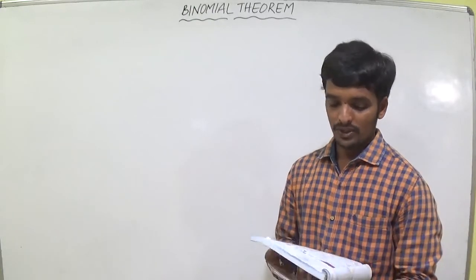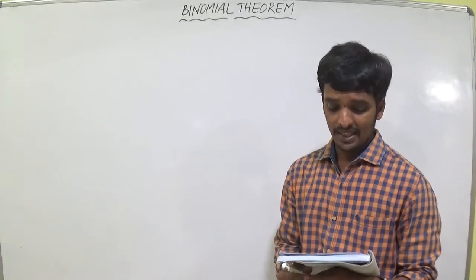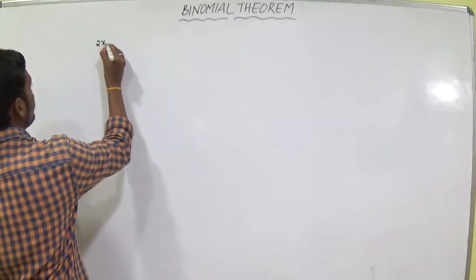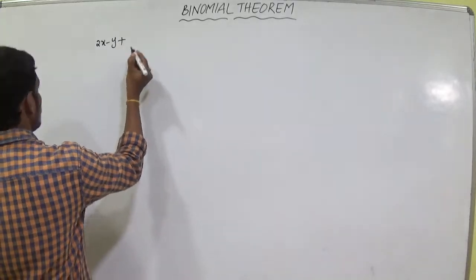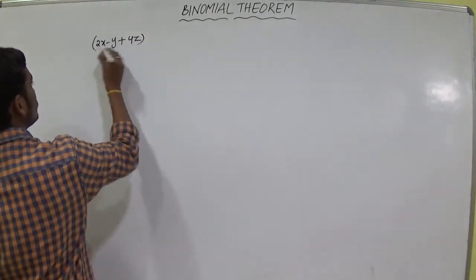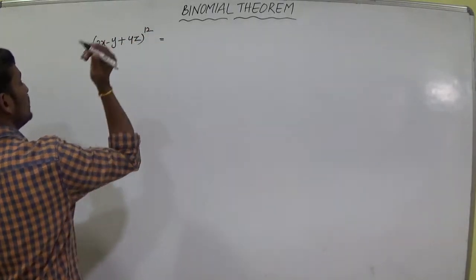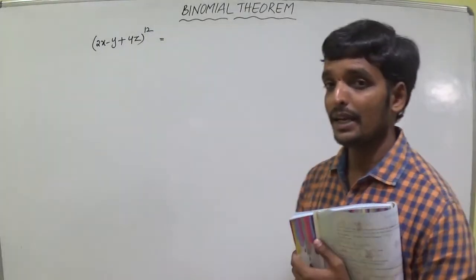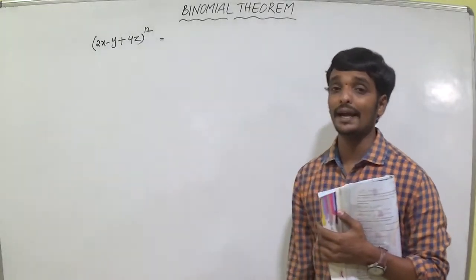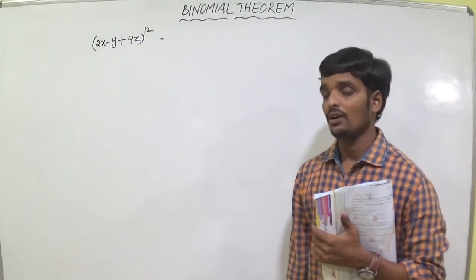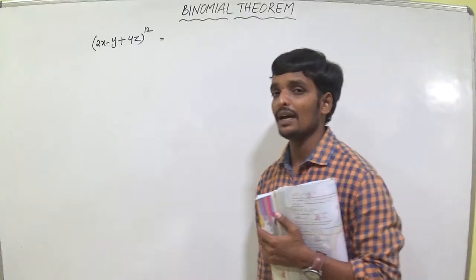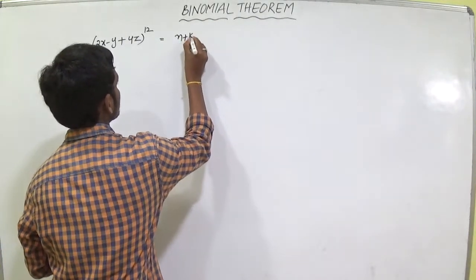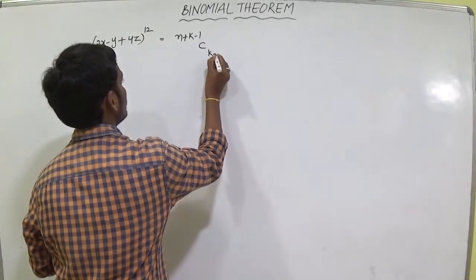So first question, the total number of terms in the expansion of (2x - y + 4z) whole to the power of 12. So it is a trinomial. We have already discussed the number of terms in the binomial, trinomial and multinomial by using one formula. What is that formula? n plus k minus 1 C k minus 1.